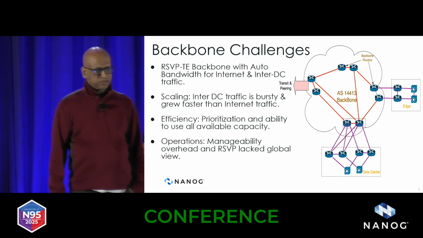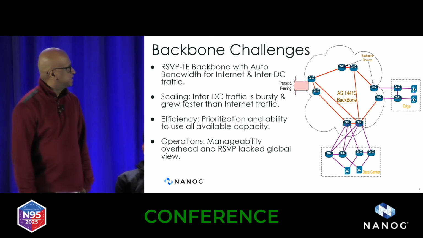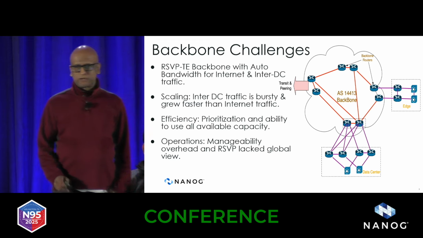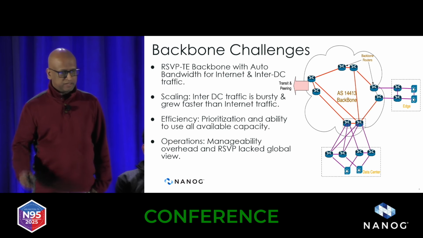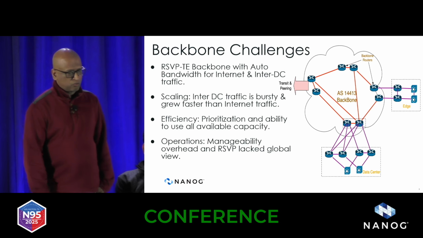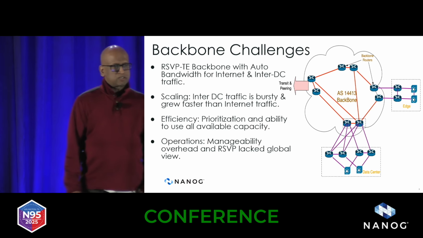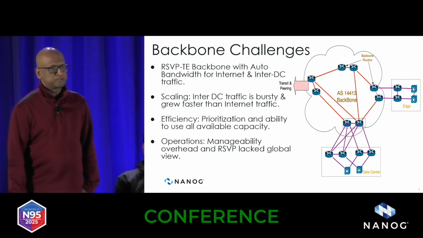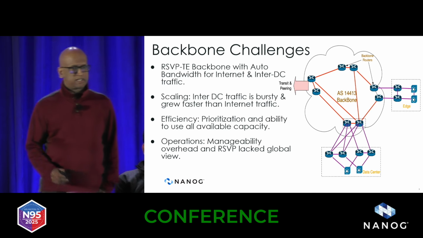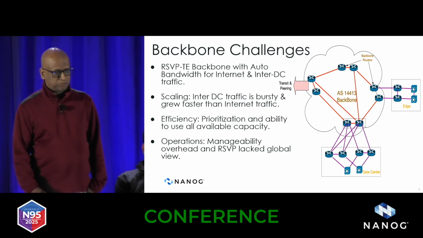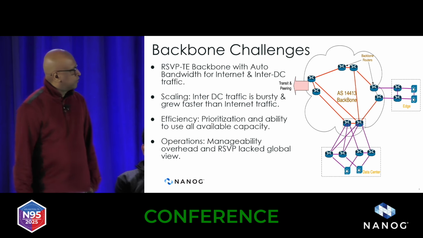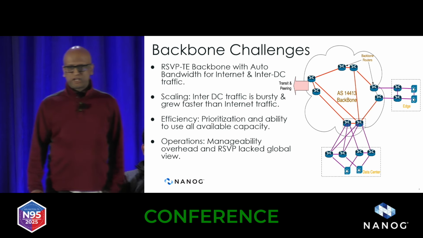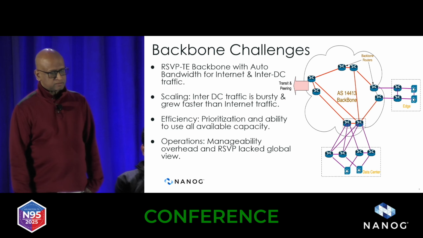We ran into two issues quickly, because inter-DC traffic grew exponentially while internet traffic growth was linear. And inter-DC traffic was bursty, because a lot of offline jobs and replication jobs get pushed to other DCs. This traffic was very bursty and could eat up all the bandwidth in the network.